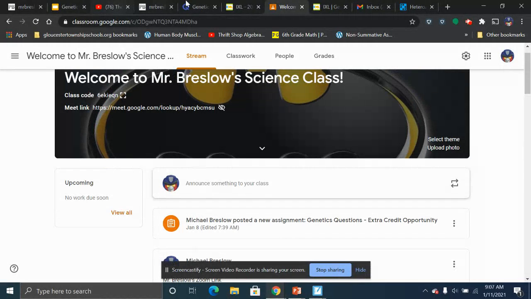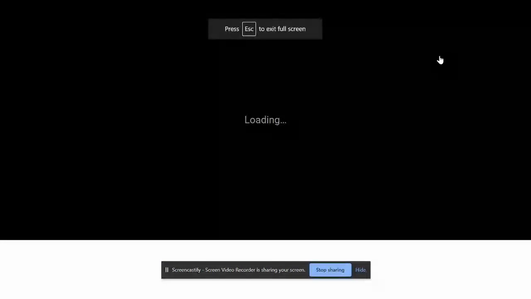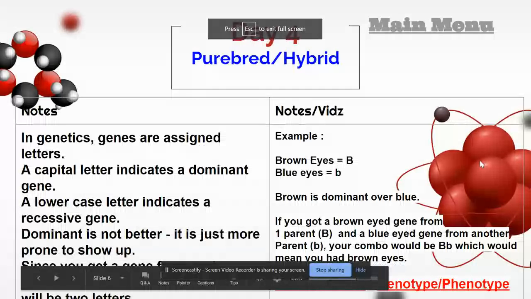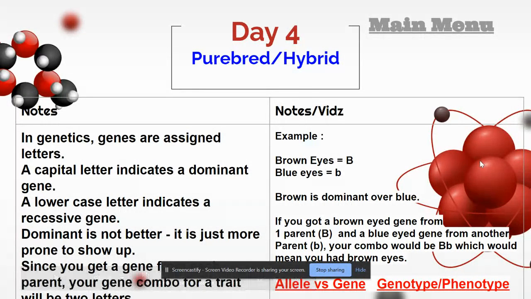So now for today's lesson. We're in day 4 of the module. Remember, we did the dissection last week. In order to do a Punnett square, you need to be able to work with what are called alleles. And you need to be able to tell me if something is heterozygous, homozygous, dominant, recessive. It sounds like a lot, but it's really not that bad.